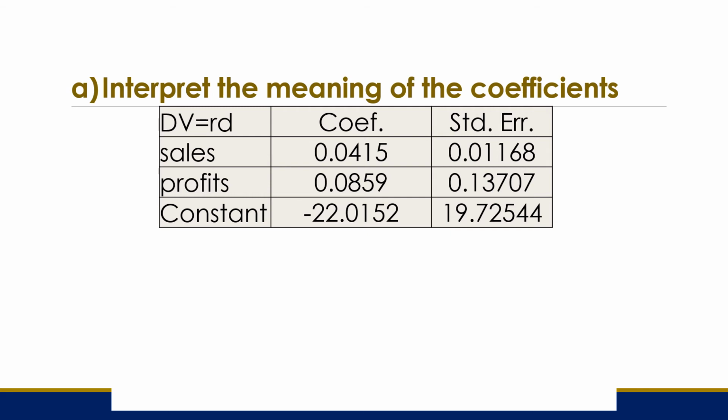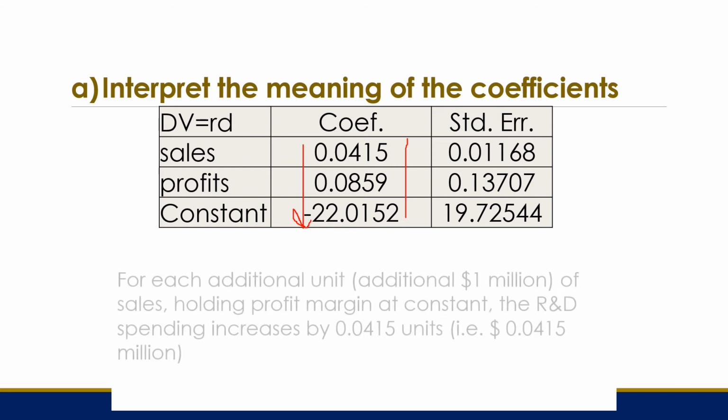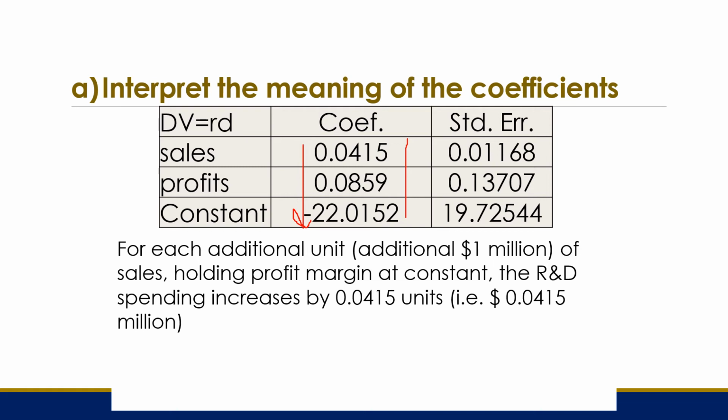And for this we use this output. This is the coefficients table, and you can see the value of the coefficients here. So this is what you use to get the model. So your estimated model is going to be obtained as follows. First of all, you take the constant, which is negative, and then plus the sales times its coefficient, plus the profit times its coefficient, and that gives you the estimated research and development model.